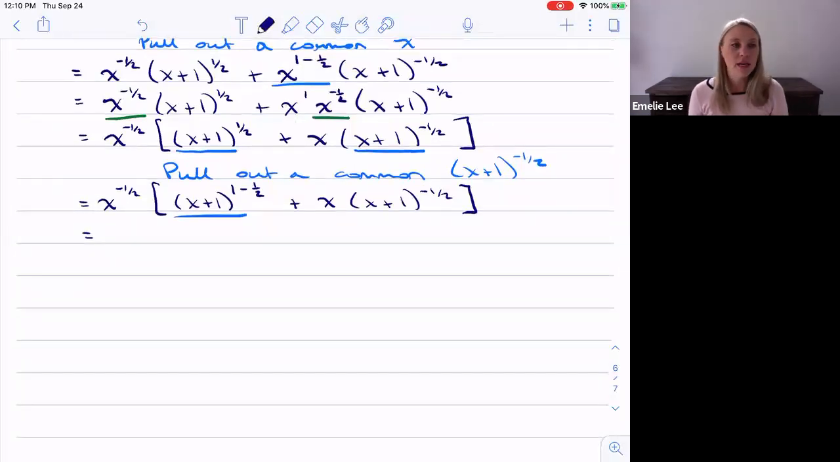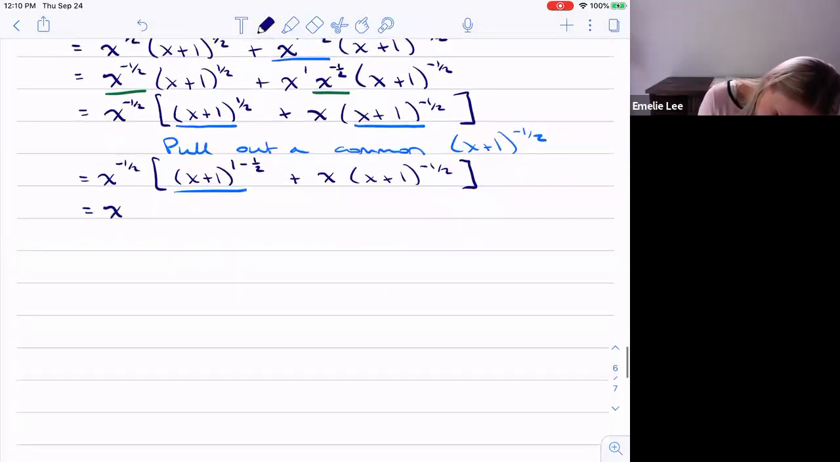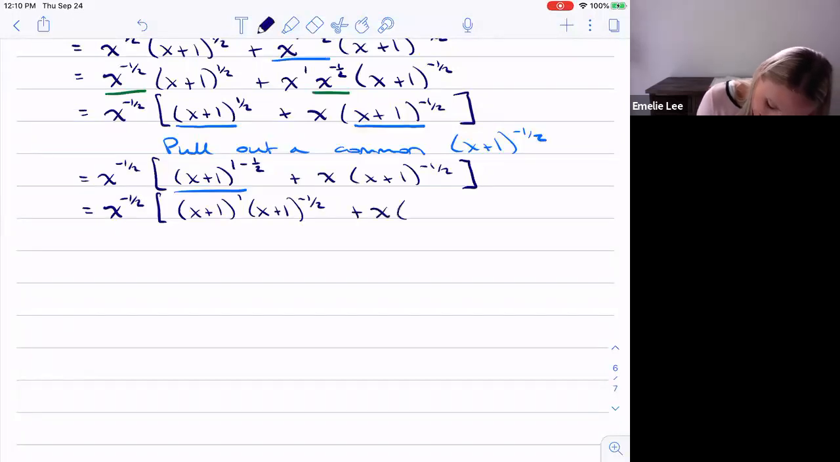I can rewrite (x+1)^(1-1/2) as (x+1)^1 times (x+1)^(-1/2). So we get x^(-1/2) times (x+1)^1 times (x+1)^(-1/2) plus x, and then nothing changes over here, x times (x+1)^(-1/2).